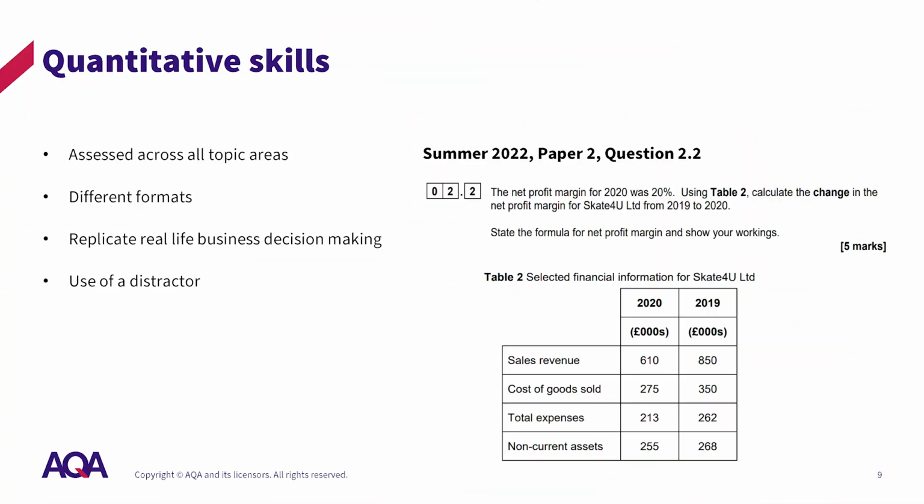A good example of this can be seen here, when students were provided with a table of selected financial information for Skate for You and asked to use the information in the table to calculate the change in the net profit margin from 2019 to 2020. In this question, the non-current assets in the table were not part of this calculation.